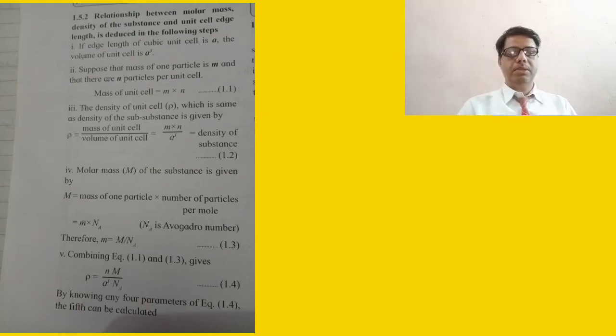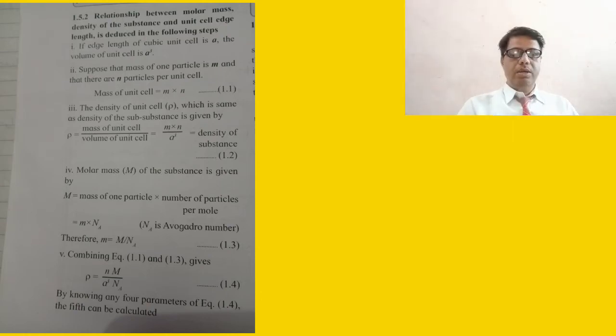त्याच्यामध्ये जे रिलेशनशिप असेल, मोलर मास कॅपिटल M, डेन्सिटी रो, आणि त्याचे जे युनिट सेलची जी एज लेंथ असेल, which is denoted by simply A, small a. So what is the relation between these three parameters? So simply see on your screen, or it is given on page number 8 in your book.